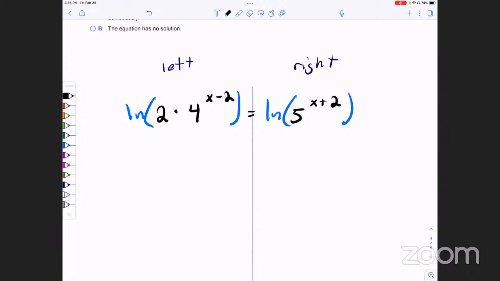So on the left-hand side, if we expand this, we're going to have the natural log of 2 plus the natural log of that second term. I guess I'll go ahead and write it: natural log of 4 to the power of x minus 2. Now, when we take the log of a power, the log of a power is the same as the power times the log.